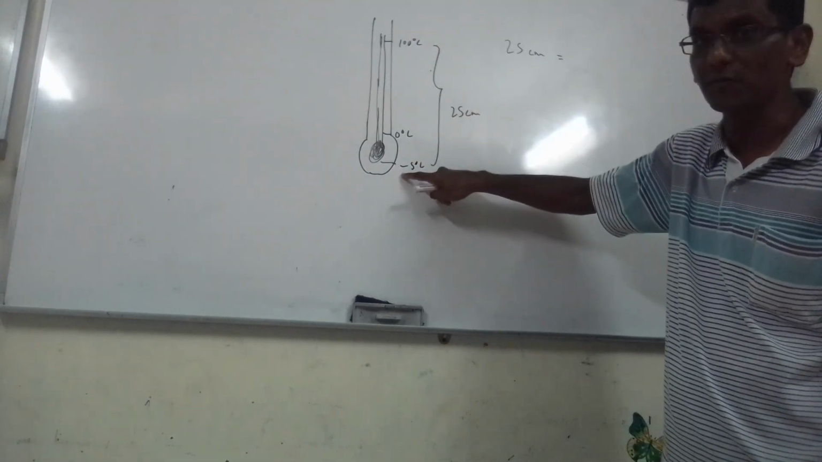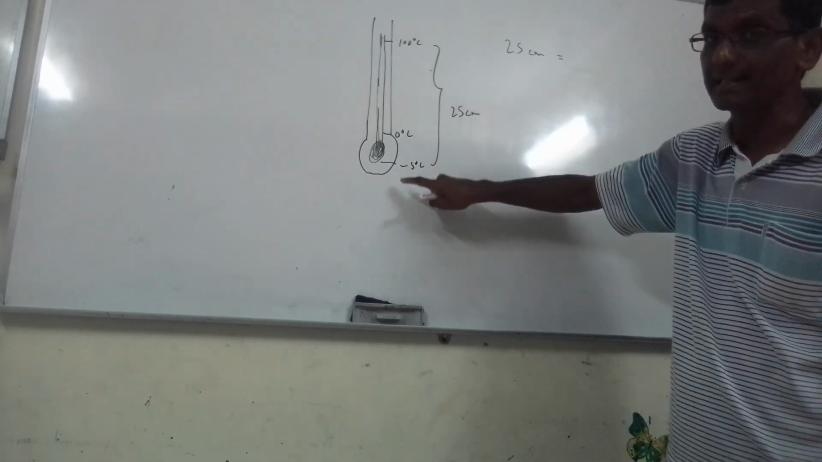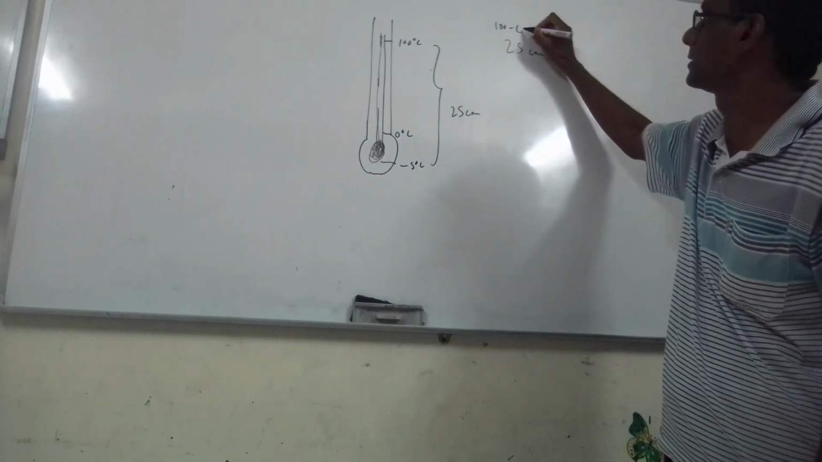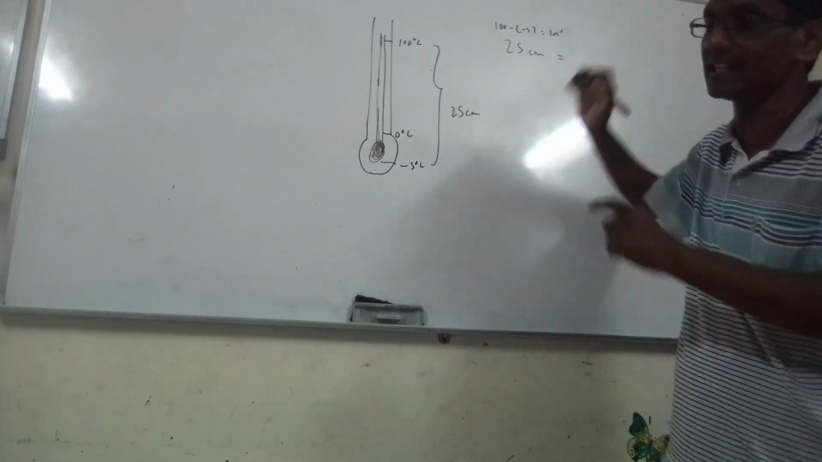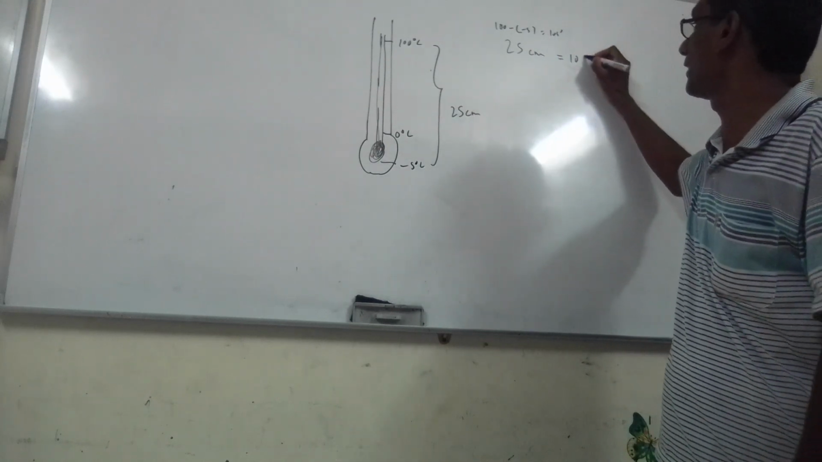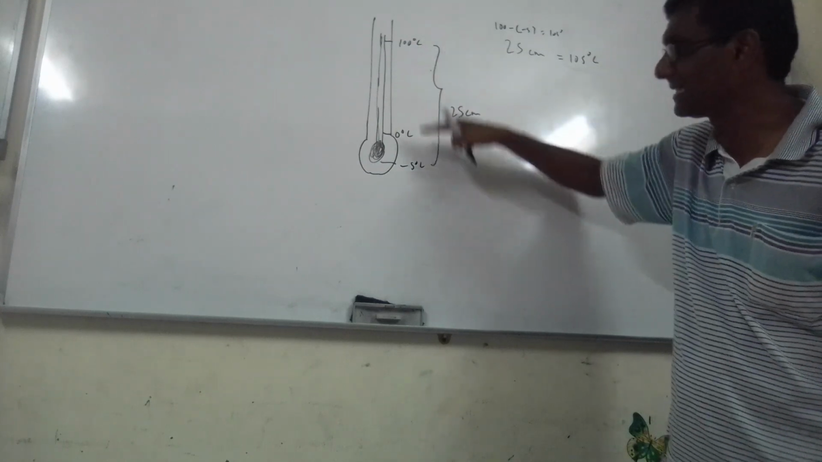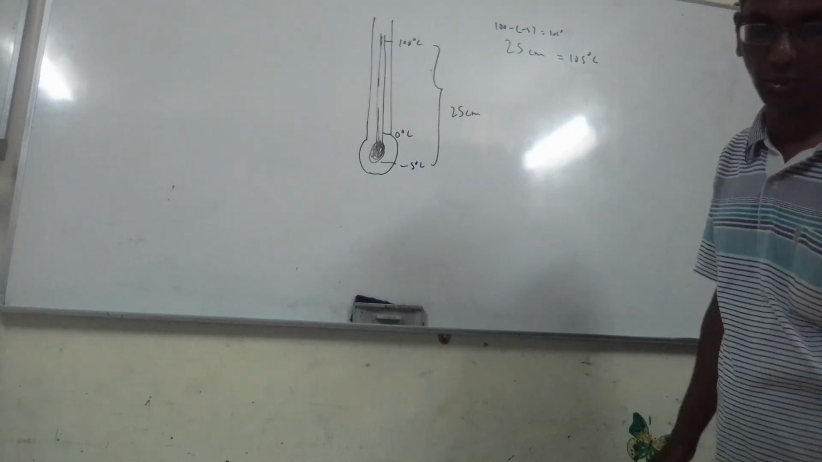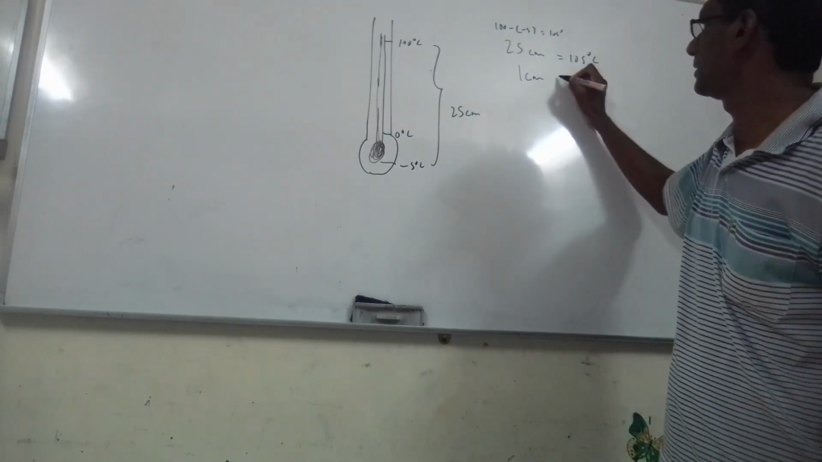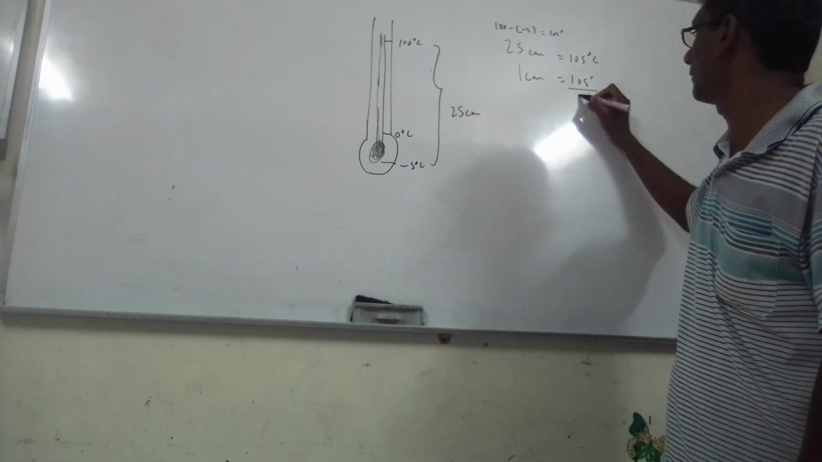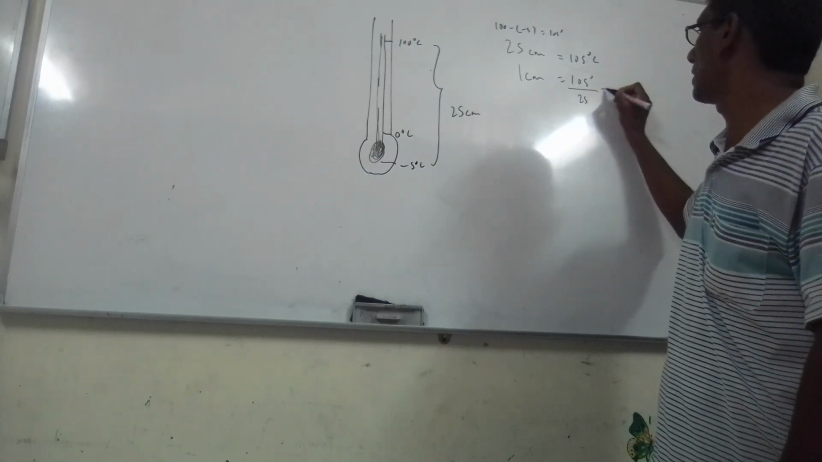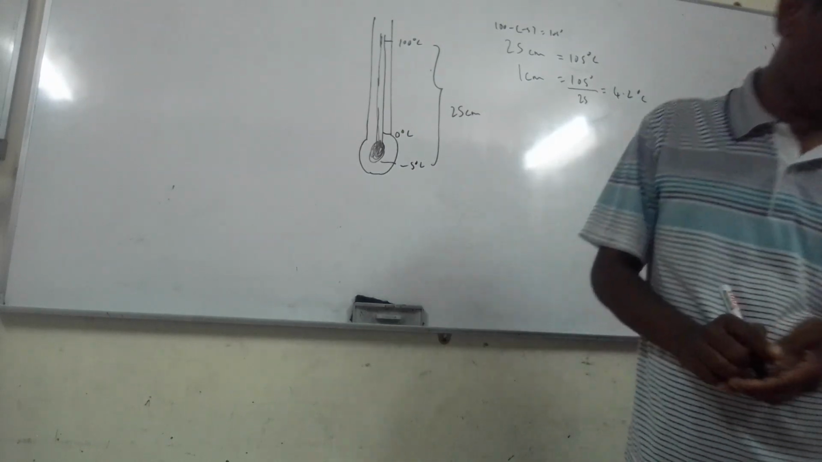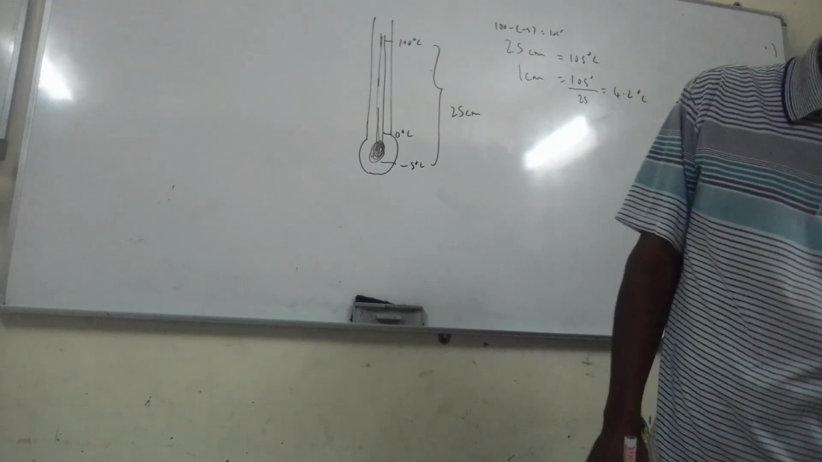100 minus minus 5 is 100 plus 5. So it's a 105 degrees Celsius difference. 25 cm covers a difference of 105 degrees Celsius. So 1 cm equals 105 divided by 25, which is 4.2 degrees Celsius.